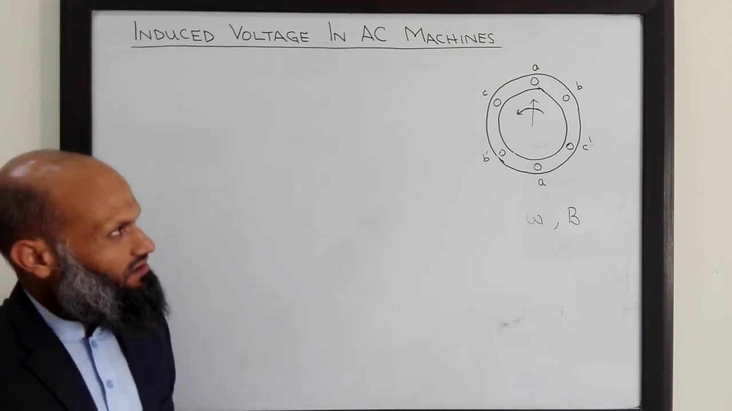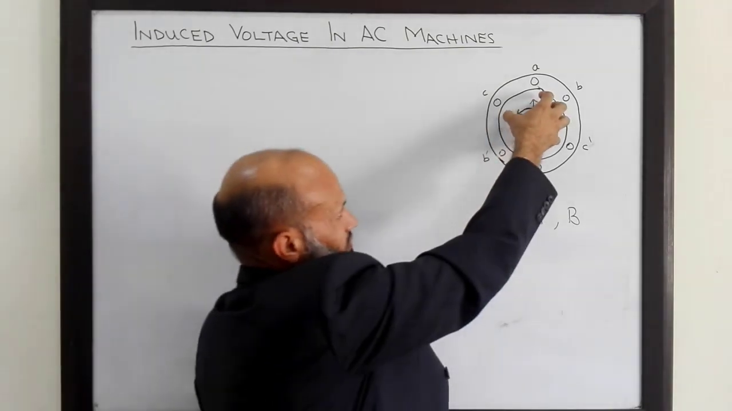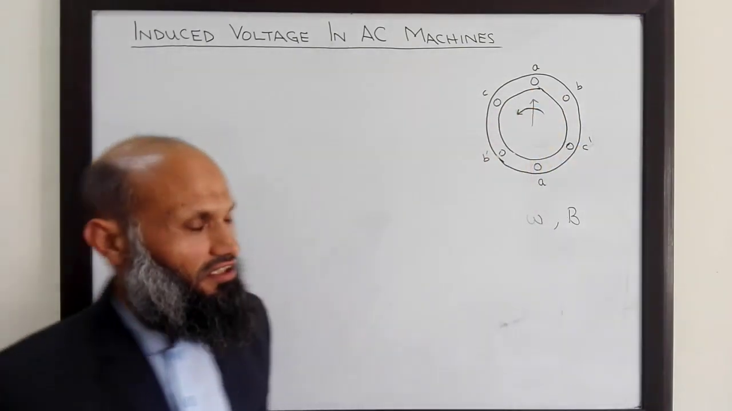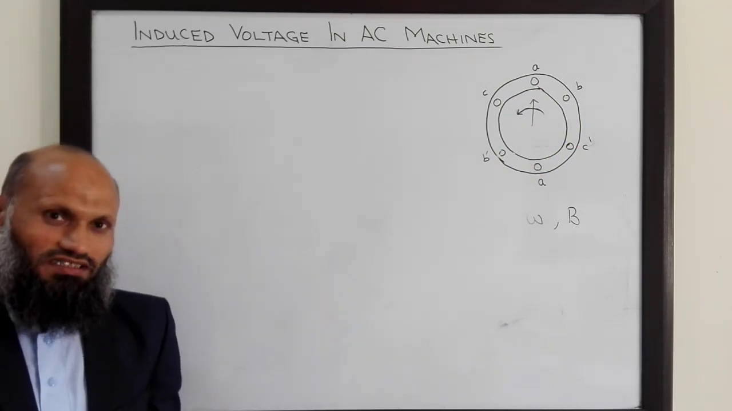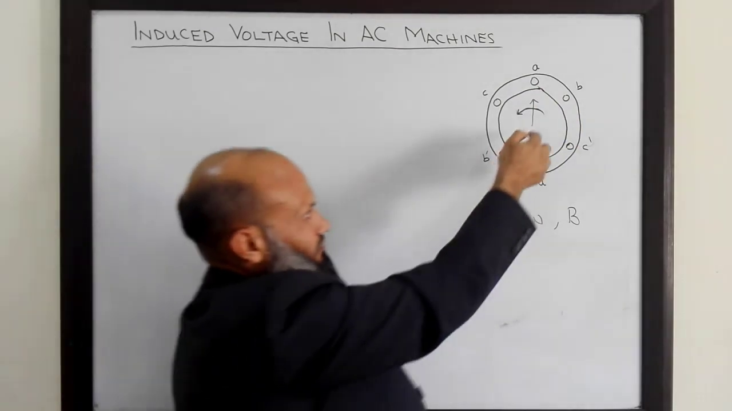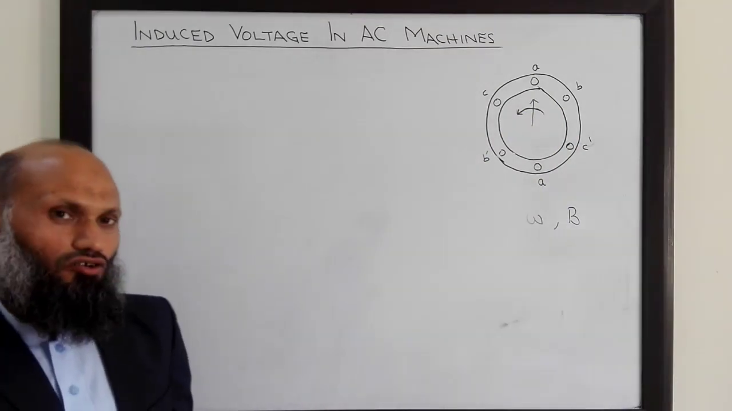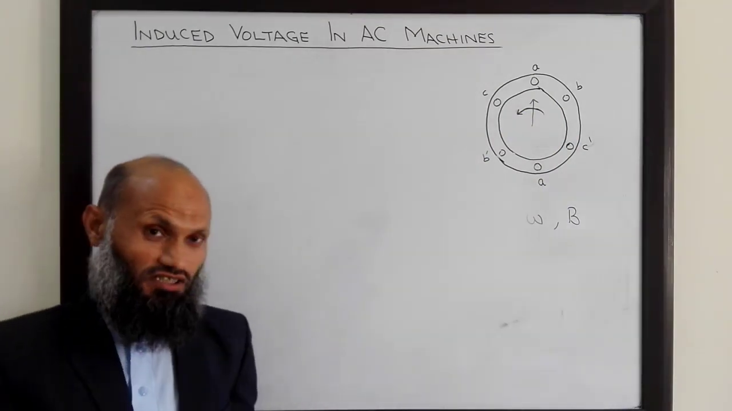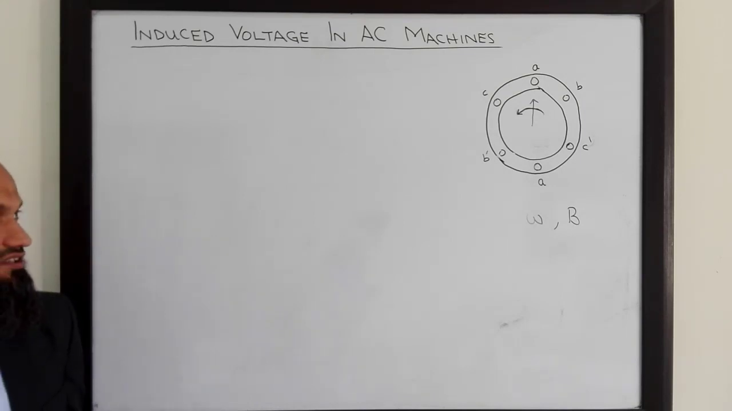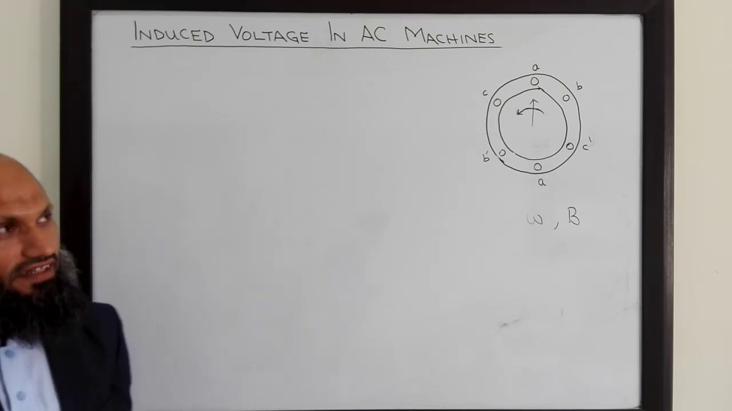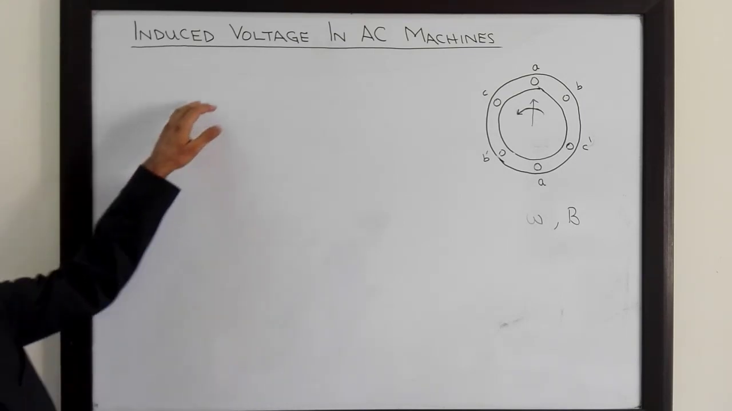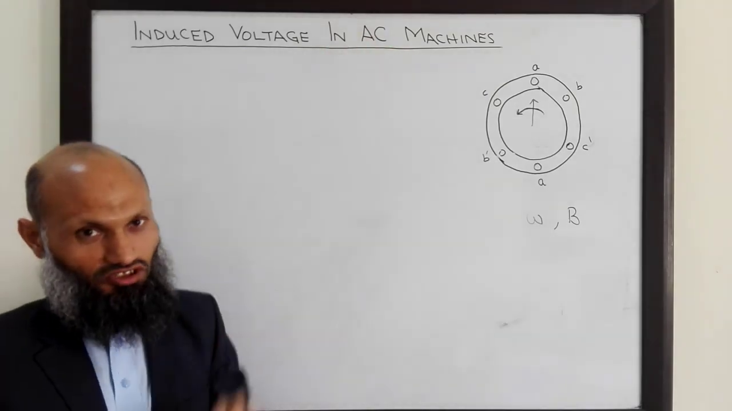However, this is the situation when we have free space over here. In real machines, real AC machines, we do not have free space over here. Rather, we have a rotor of ferromagnetic material. And in today's lecture, we are going to derive an expression for induced voltage in real AC machines.